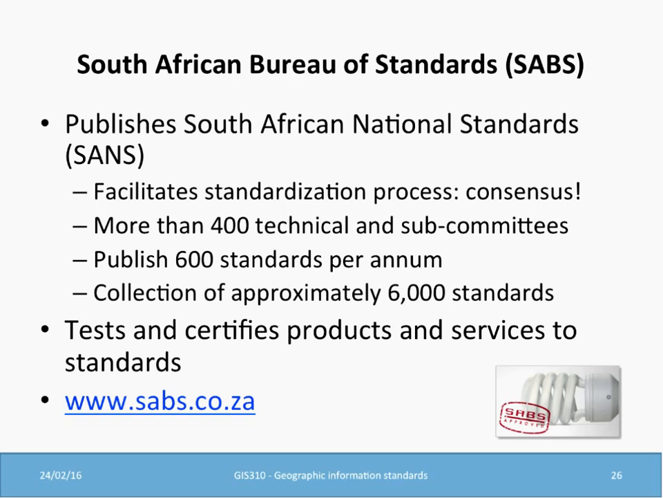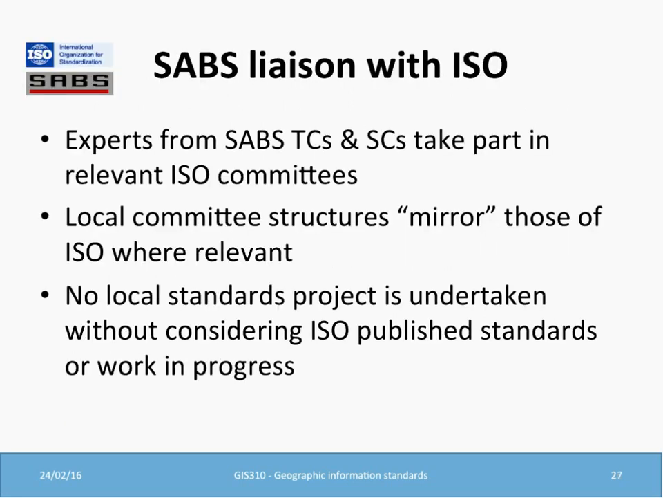Okay, so SABS, they publish the South African national standards. They again work on consensus. There are 400 and something committees and subcommittees, and over 600 national standards per year, etc. They also do testing and certification of products. ISO TC211 does not do testing or certification. So they only publish standards, they do not necessarily test the use of them.